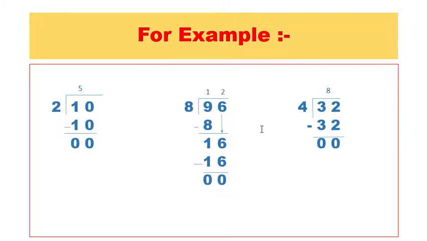Another example: can we find 32 in 4's table? Yes, we can find 32 in 4's table. 4 multiplied by 8 is equal to 32. 4 8s are 32. Write it here, 32, and now minus it. 2 minus 2 is 0. 3 minus 3 is 0.